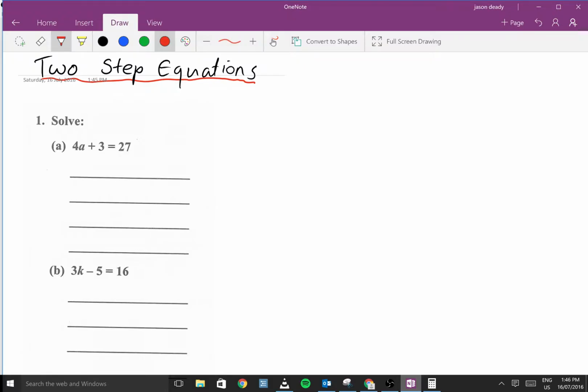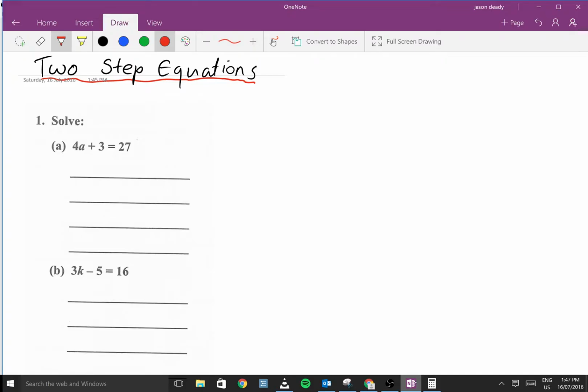wrong. Okay, now with two-step equations, what I like to do is a thing called backtracking. Okay, so what I'm going to do is do the first one by backtracking and take you through it. You might know a better way of doing two-step equations, which is cool. Okay, but if you don't know a better way, backtracking will sort you out.